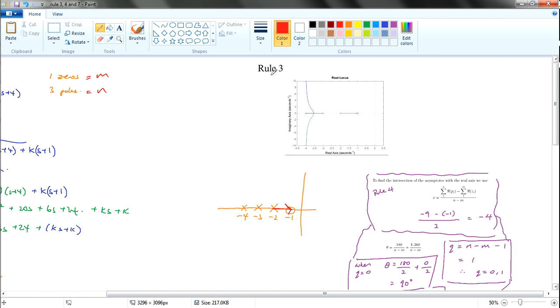So with this rule three, you can actually know that this portion over here should not be on the locus, and this portion here should not be on the locus also, right? Because they are odd numbers to the right, they should not be on the locus. Okay, this is what it means.